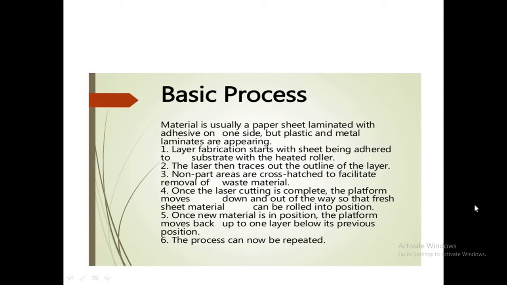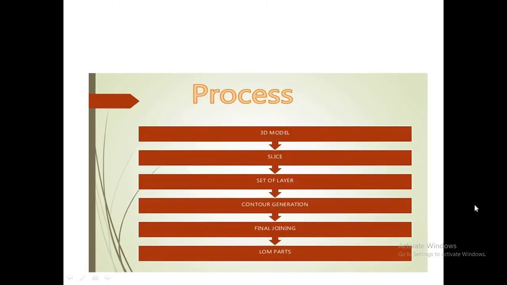The laser then traces out the outline of the layer. Non-part areas are cross-hatched to facilitate removal of waste material. Once the laser cutting is complete, the platform moves down and out of the way so that fresh sheet material can be rolled into position. Once new material is in position, the platform moves back up to one layer below its previous position, and this process goes on repeating.